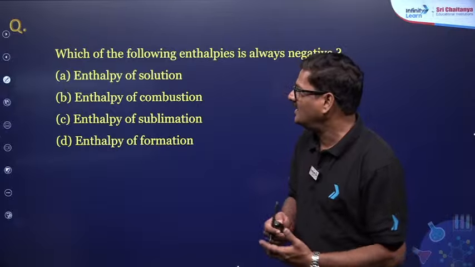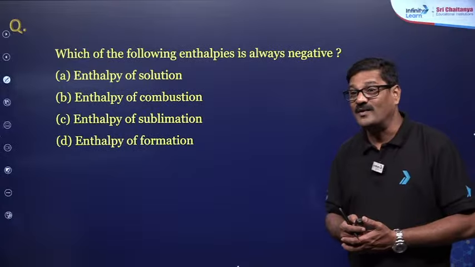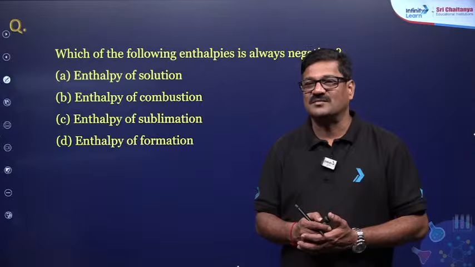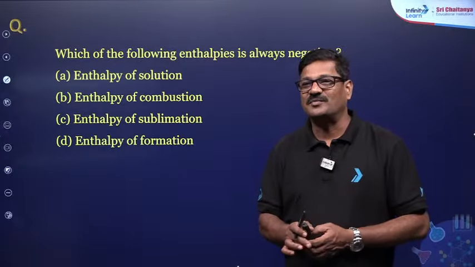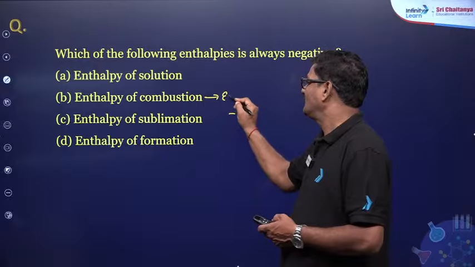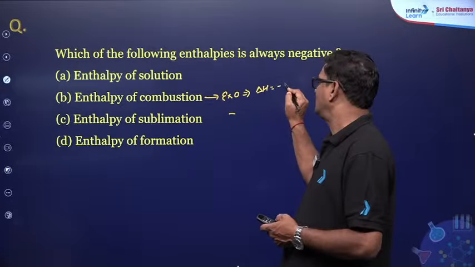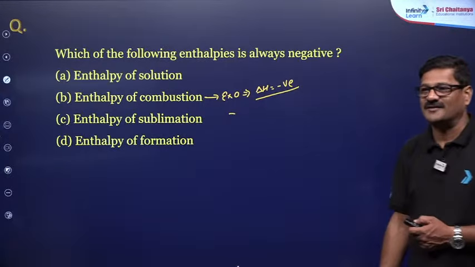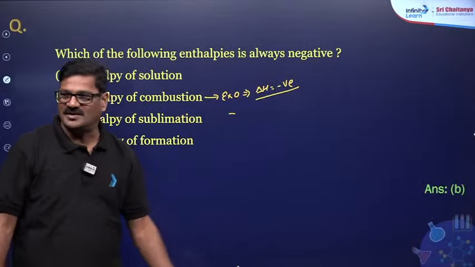Which of the following enthalpies is always negative? Enthalpy of solution, combustion, sublimation or formation. Enthalpy of combustion is always exothermic, so delta H is going to be negative. So my answer for this question is going to be B.